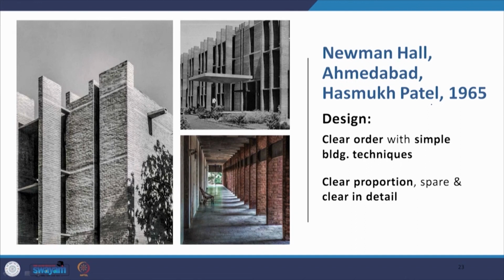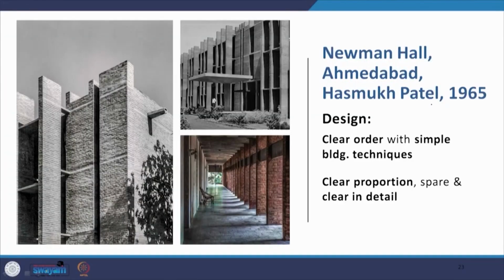And let us just talk about one, the Newman Hall, one of his most famous projects of his early years, done in Ahmedabad in 1965. As you can see, we are moving forward by around 10 years to come to this work, whereas when we were talking of Charles Correa, we were talking around 1955-58. So here we have a very clear order with very simple building technique, and this has got a very clear proportion. It's very spare, very frugal and clear in detail.